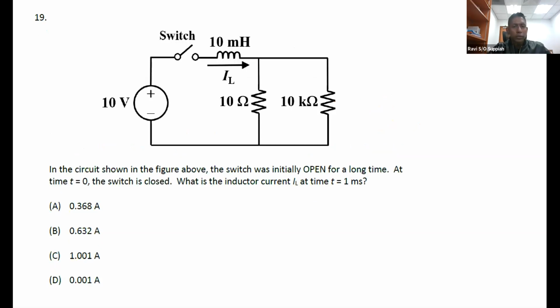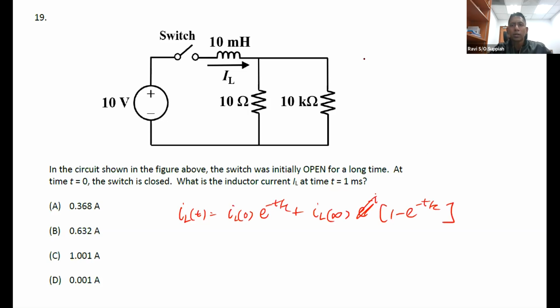All right, then the last question here. If the switch is initially open for a long time, at time t equals 0 the switch is closed. What is the inductor current at time t equals 1 millisecond? So once the switch is closed, the closed loop is formed, and you can now apply the general equation. The general equation says that IL is IL0 e to the minus t by tau plus IL infinity times (1 minus e to the minus t by tau).